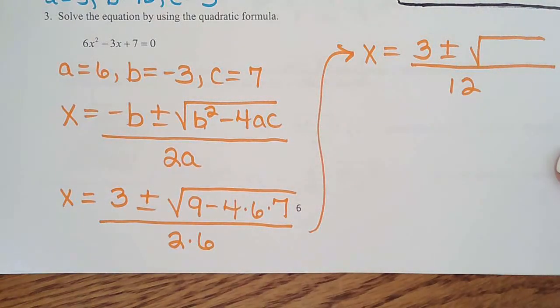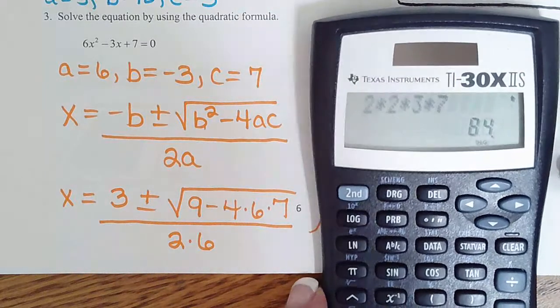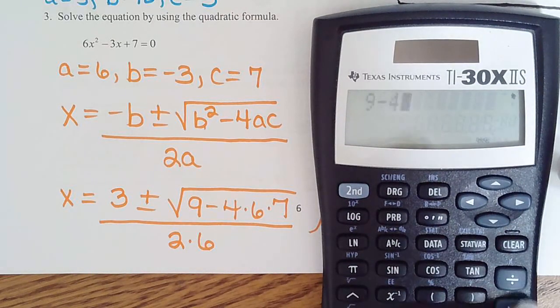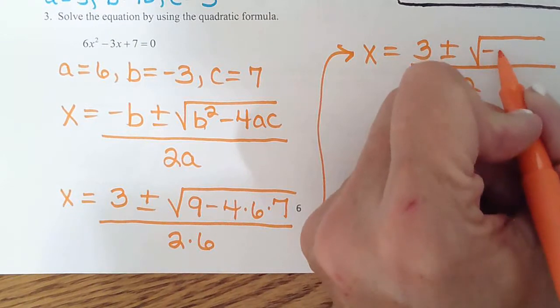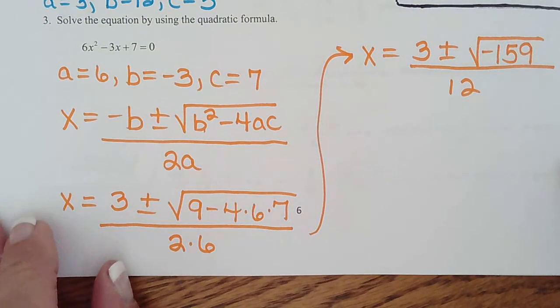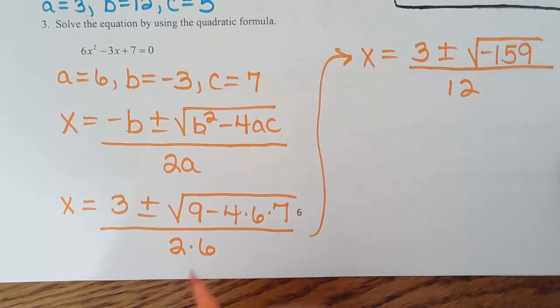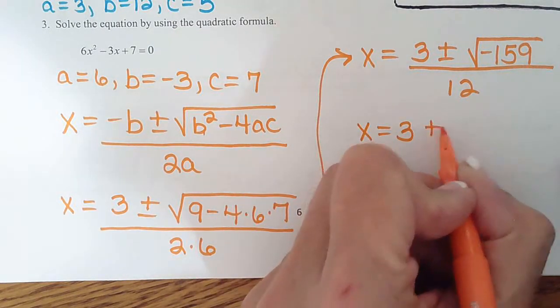So now let's type that in our calculator. 9 minus 4 times 6 times 7. Don't type the radical, just what's underneath. -159. Ooh, ooh, ooh. What does a negative under a radical turn into? Imaginary. So this is going to be 3 plus or minus.